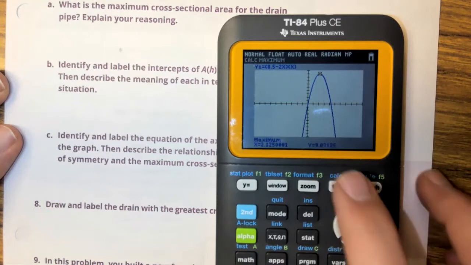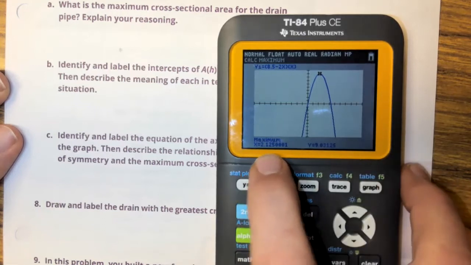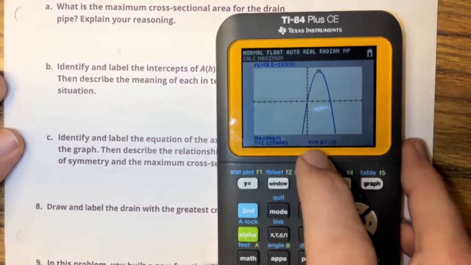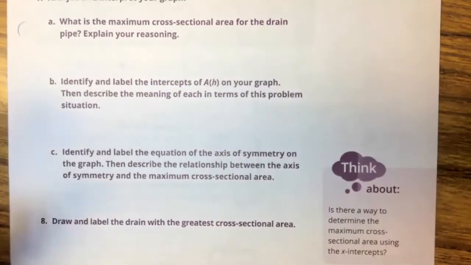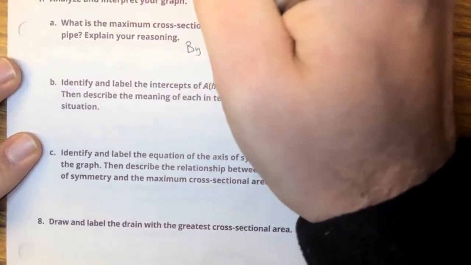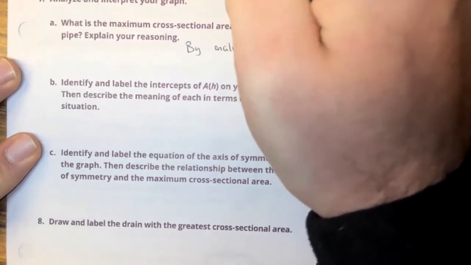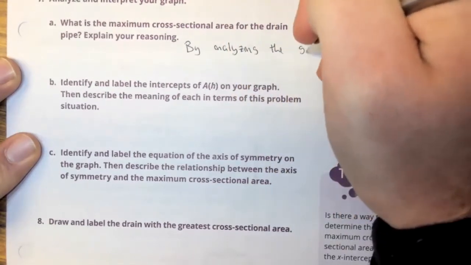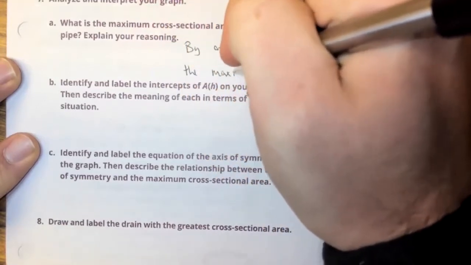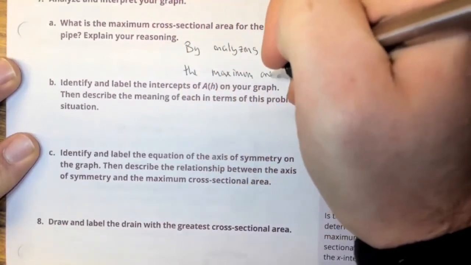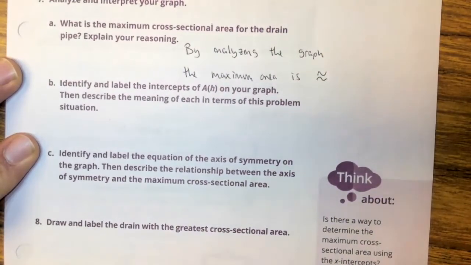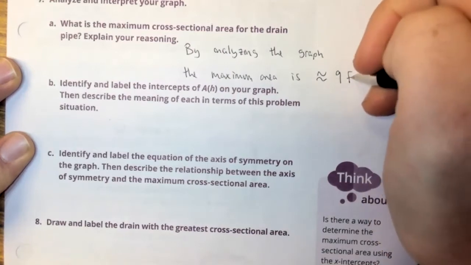The maximum point is when x is 2.12, y is equal to 9.03125. So what's the maximum cross-sectional area? Just by looking at the graph, by analyzing the graph, the maximum area is approximately 9 square feet, 9 feet squared.